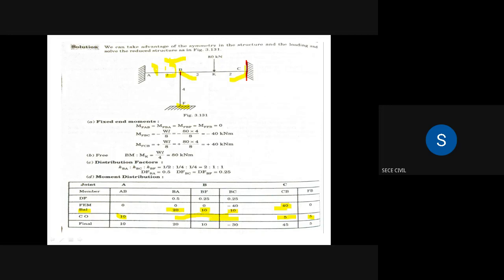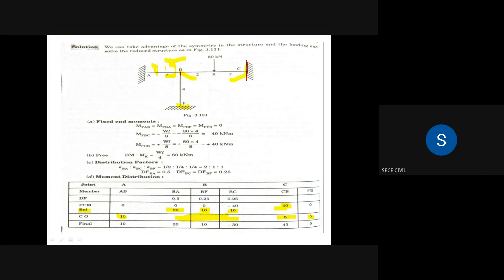Since the joint C is fixed, we are stopping. Suppose we had a value in any of the members, either BA, BF or BC, then we would have to do the balancing once again. Since we don't have any values at joint B, we are stopping here.